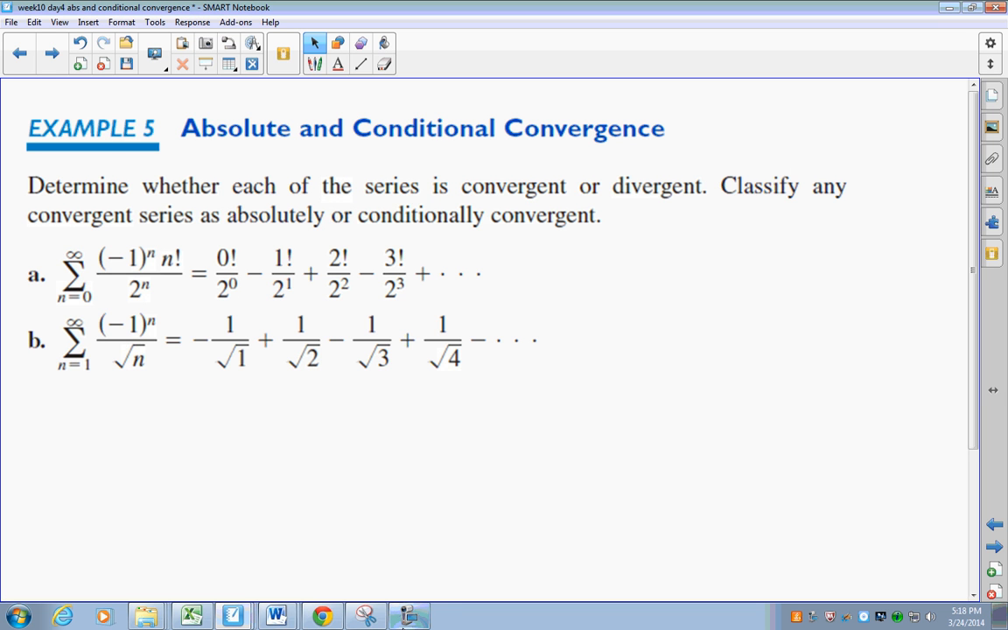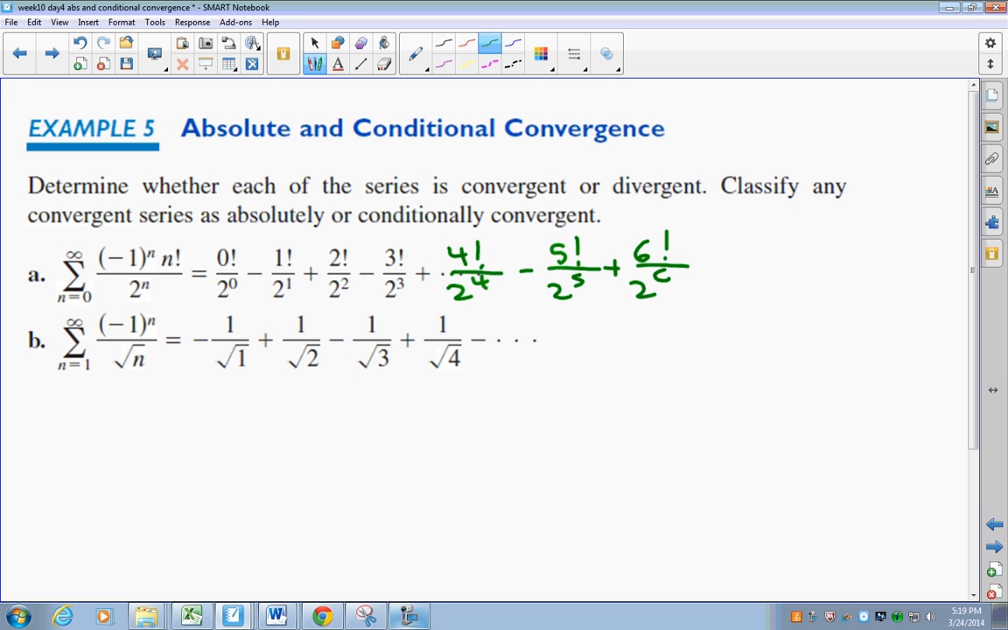Okay, so let's look at a couple of these problems, and we're going to see if they are absolute convergent or conditional convergent, or if they just diverge. Okay, so the first one here, I'm going to write out a couple more of the terms so you can kind of see the idea. It alternates, plus minus plus minus plus 4 factorial over 2 to the 4th, minus 5 factorial over 2 to the 5th, plus 6 factorial over 2 to the 6th.